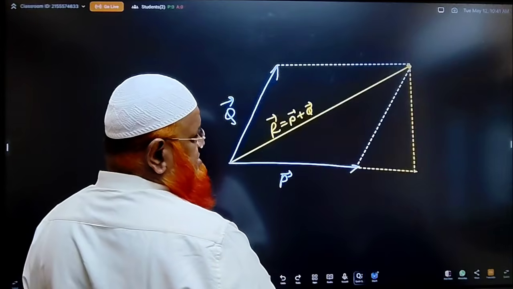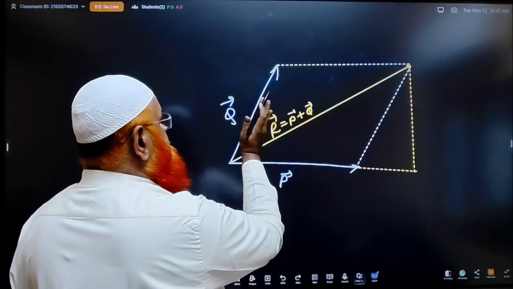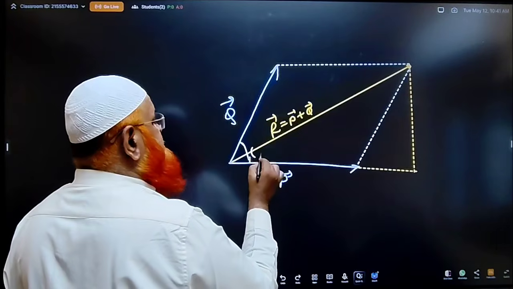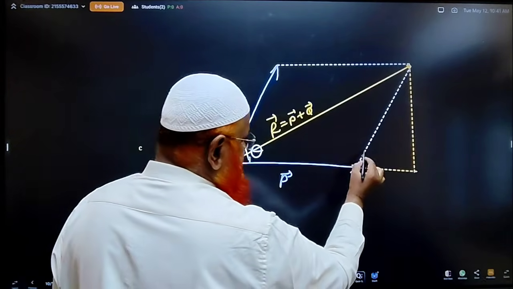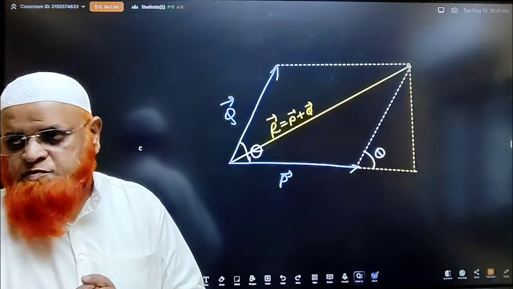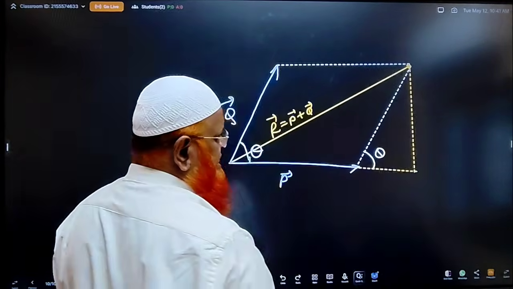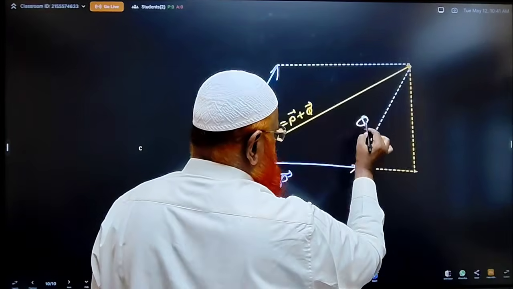If you extend it like this, what happens to this one? Okay. So this is called angle theta. If this is theta, this is also theta. These two angles are the same because they are corresponding angles. These two lines are parallel, so these two are called corresponding angles. If this is Q bar, this is also Q bar.